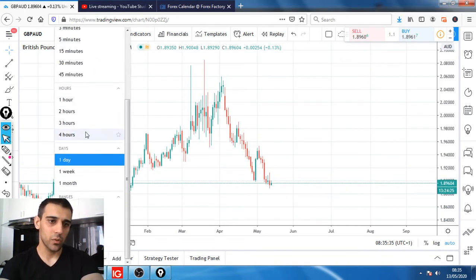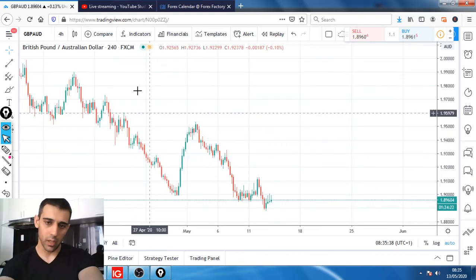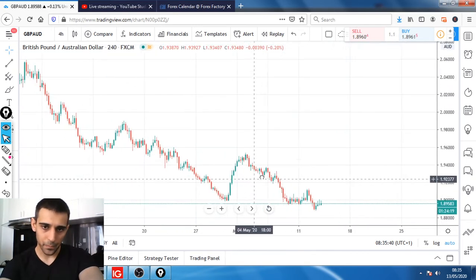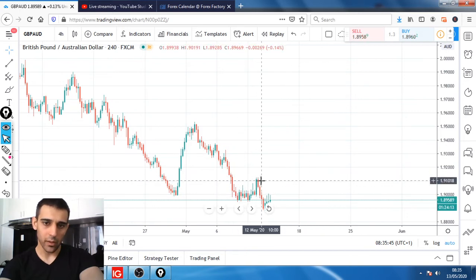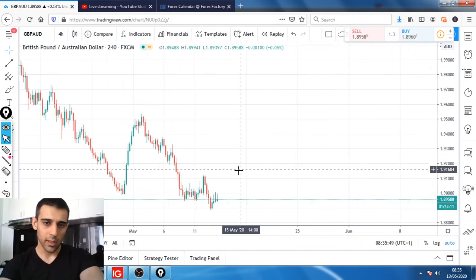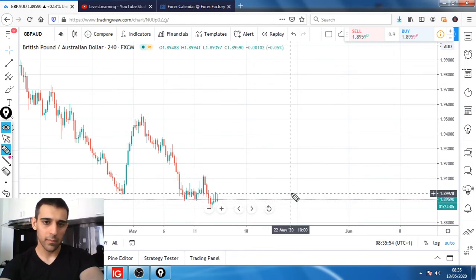Okay, let's go to the shorter time frame. Let's have a look at the 4-hourly time frame and see what we have. Yeah, it did the pullback already. So that's one. Yeah, that's looking weak on the 4-hourly time frame.